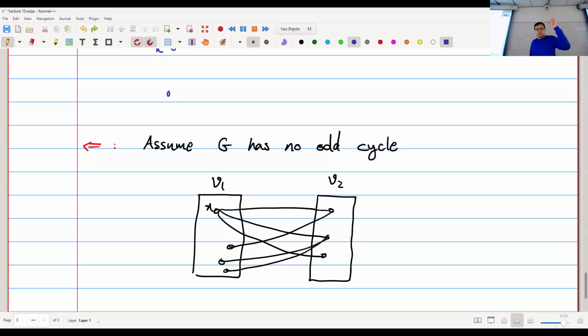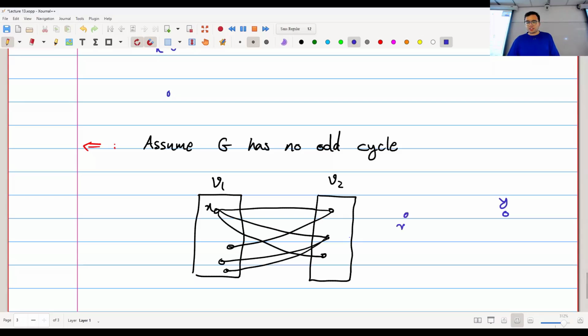So first, I'm putting X in V1, then I'm putting all the vertices that were at a distance of one edge from X in V2. Then I'm putting all the vertices that were at a distance of two edges from X in V1. Then all the vertices that were three edges apart in V2, and so on. But if I have some vertex Y, I'm saying that it's either going to go in V2 or going to go in V1.